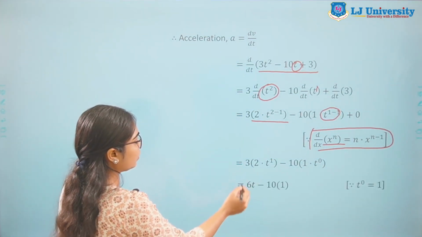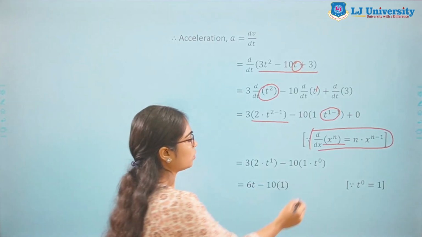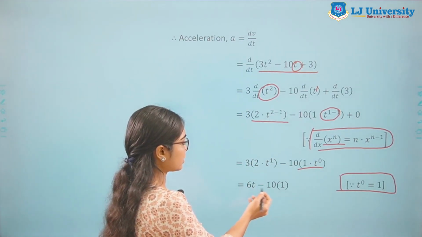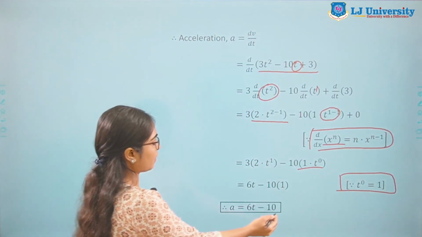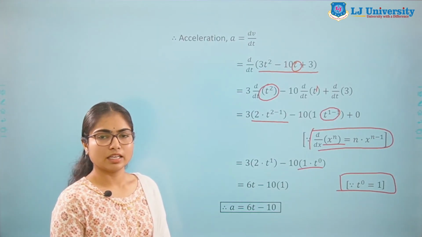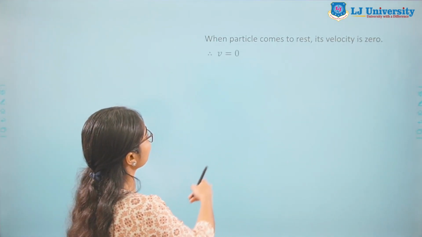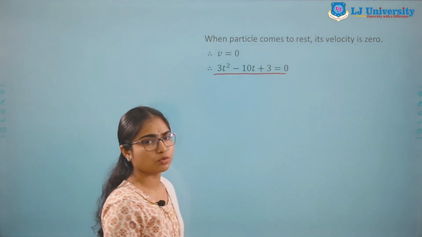Next, 3 into 2 is 6. So here it is 6t minus 10 into t to the power 0 is 1. So here it is 6t − 10 into 1, which equals 6t − 10. So here we get the equation of acceleration as 6t − 10. Now when the particle comes to rest, its velocity is 0. So when velocity v = 0, here we have 3t² − 10t + 3 = 0.